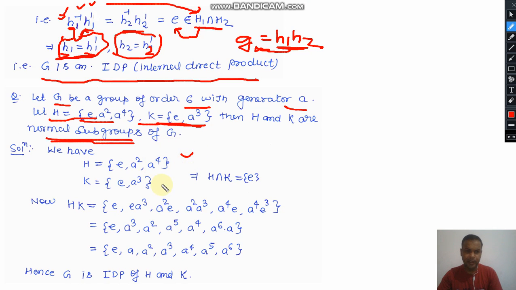This is the definition of K, and this is the definition of H, and this is their intersection. Here we see that the intersection of H and K has only the identity element. On the other hand, we see that the product HK generates the complete group G. So here HK is equal to G and their intersection is trivial. So on the basis of the previous theorem, we can say that H and K are two normal subgroups of G.